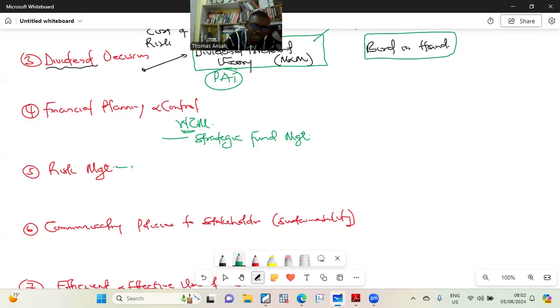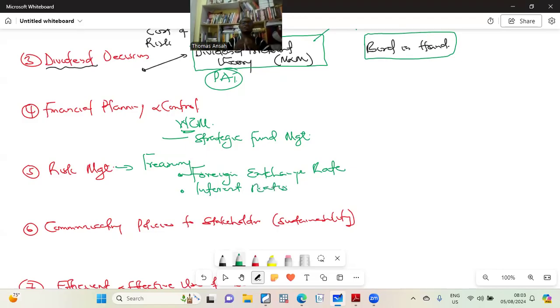Then we will talk about risk management. Of course, we were looking at treasury. And here, the main focus is on FX, foreign exchange or the foreign exchange rate. If you are a Ghanaian, this is a place of interest, the way the exchange rate keeps going up and up. Not only that, you should also be concerned with interest rates. All right. So that is also very, very important.